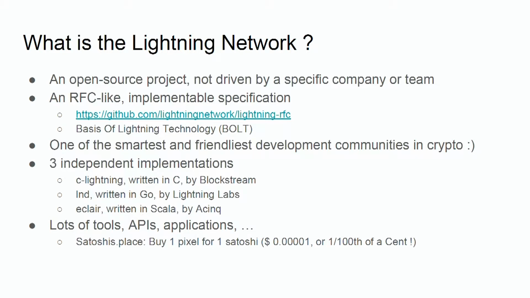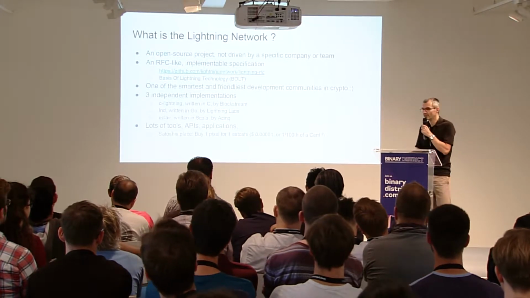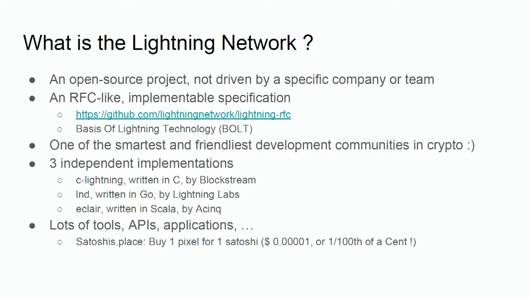There's something that I think is very special about Lightning in the crypto world. It's an open source project. It's not driven by a specific company or a specific group. And it's an RFC-like project. The Lightning specifications are low level, but they're fairly detailed, and they include test vectors. So if you go to the specifications and read them, you can start implementing your own Lightning node fairly quickly. There are three implementations now, but I know there's a team in Japan that is working on one. Maybe another implementation is in the works somewhere.